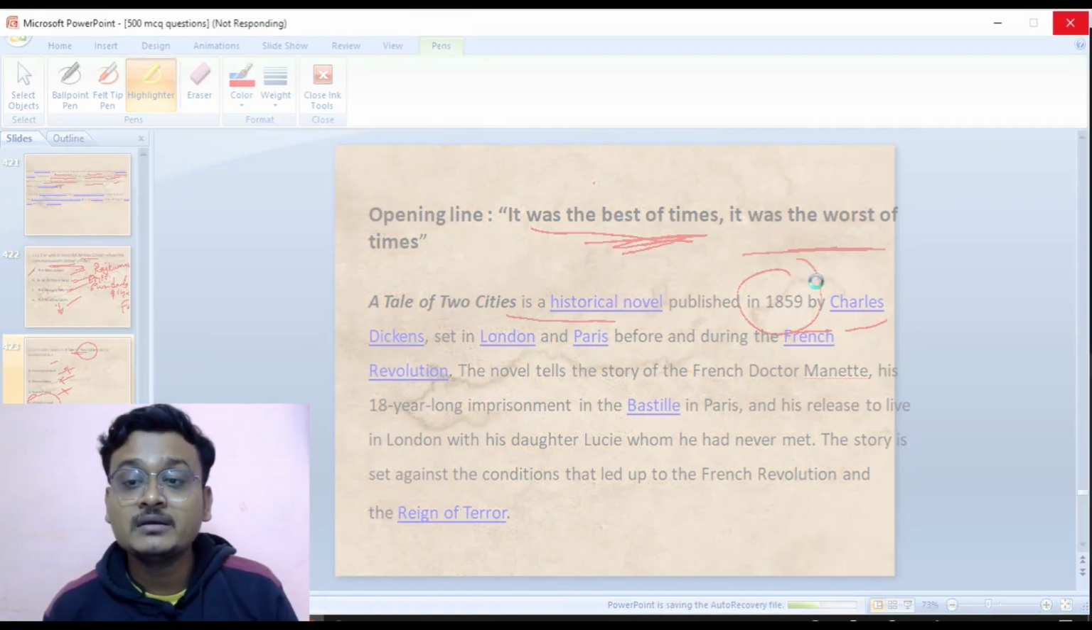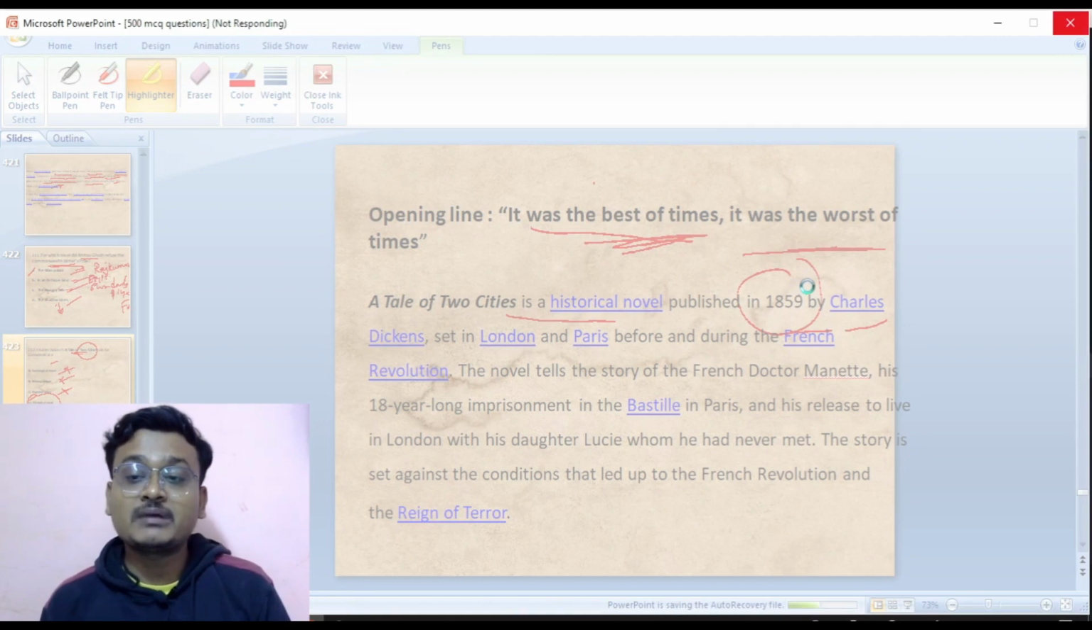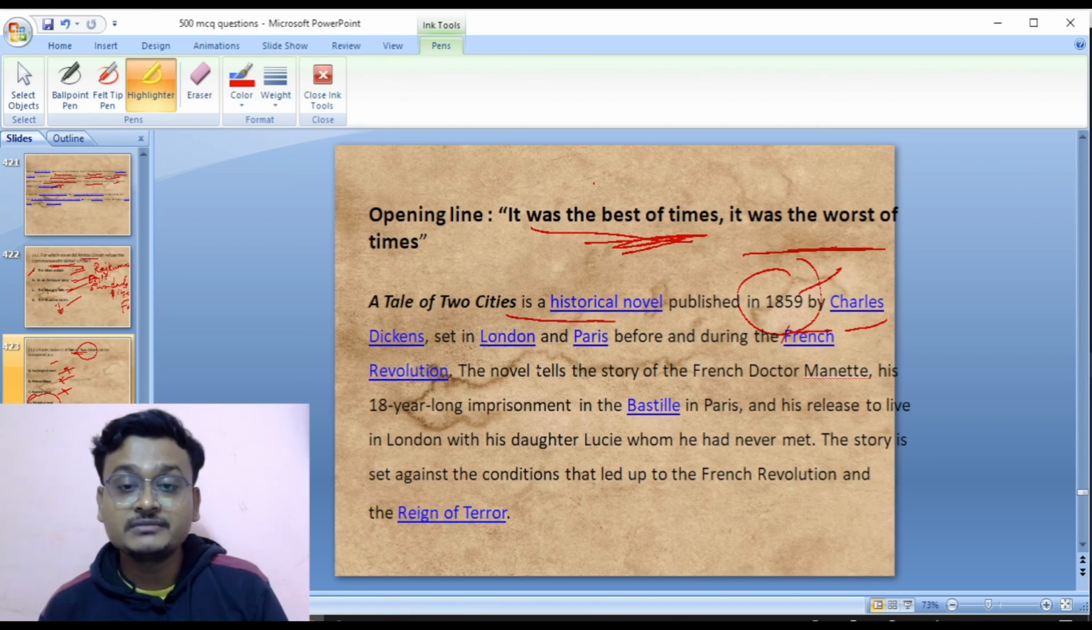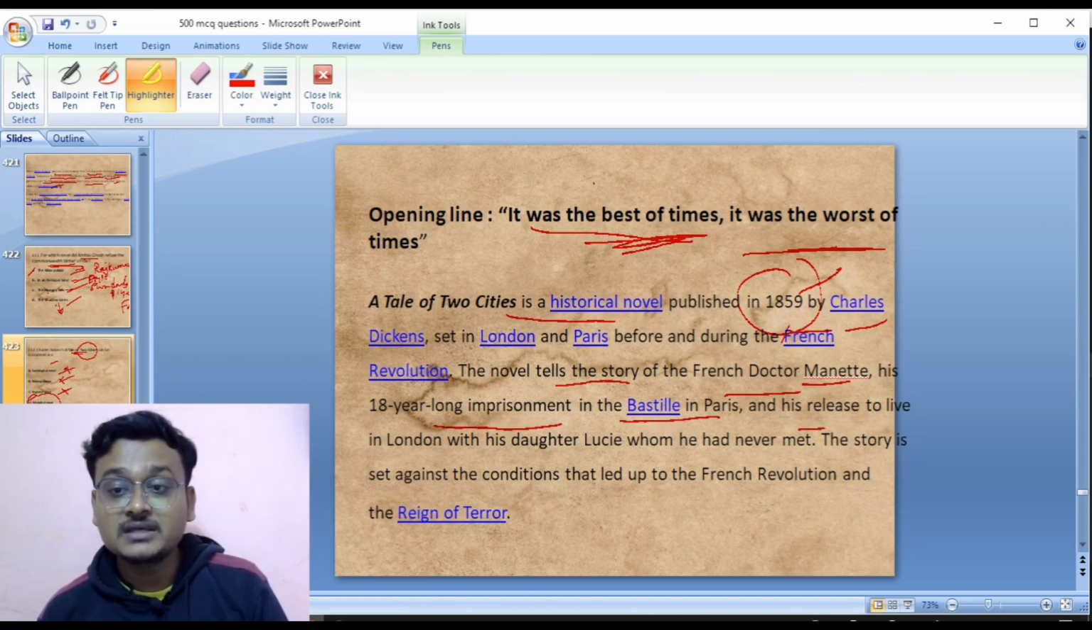In the same year what happened? Origin of Species by Charles Darwin, also published in 1859. A Tale of Two Cities by Charles Dickens is set in London and Paris before and during the French Revolution. The novel tells the story of the French doctor Manette, his 18-year-long imprisonment in the Bastille in Paris, and his release to live in London with his daughter Lucy, whom he had never met. The story is set against the conditions that led up to the French Revolution and the Reign of Terror.